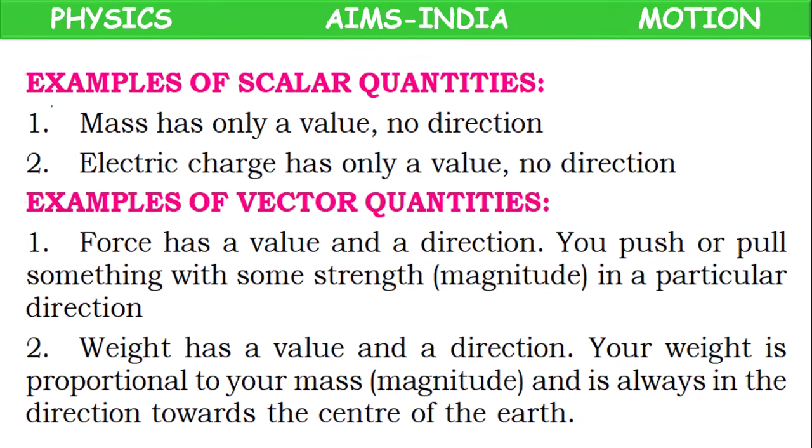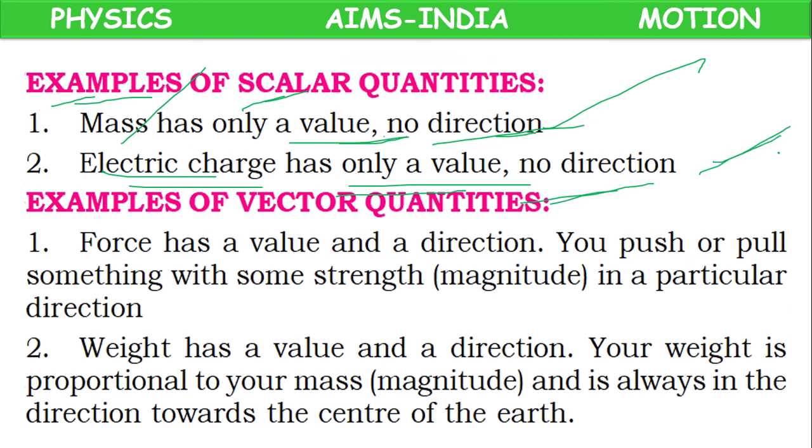Next, examples of scalar quantities. Mass has only a value, it has no direction, so it is a scalar. Electric charge has only a value, no direction, so it is a scalar. How many coulombs of electric charge are passing? It will have only the magnitude. It is a scalar.